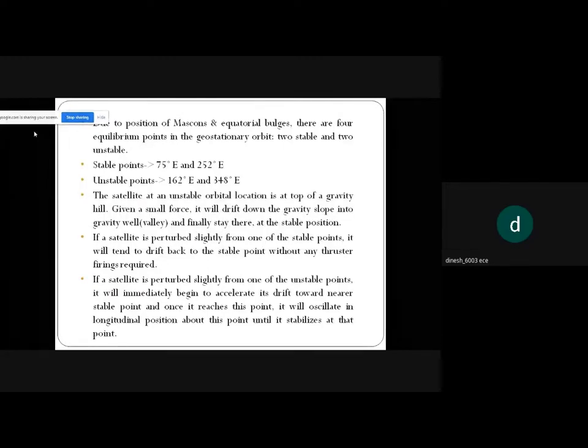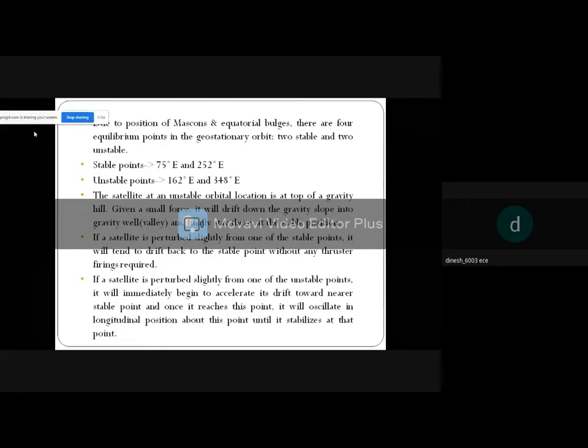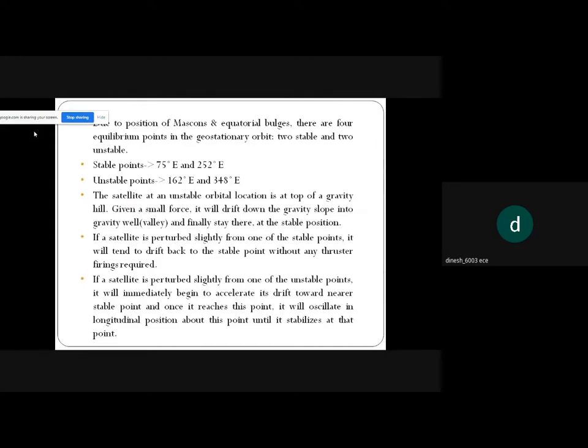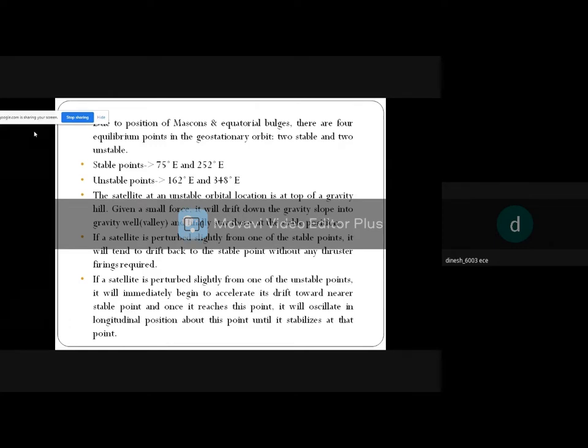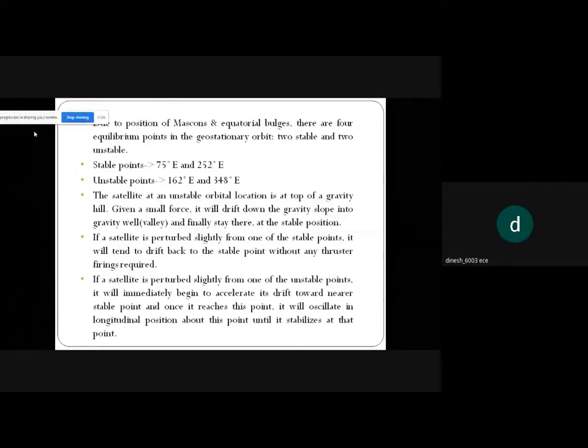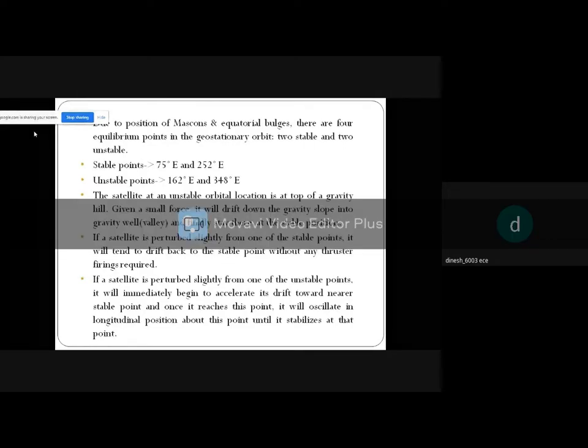And if a satellite is perturbed slightly from one of the unstable points, it will immediately begin to accelerate and move towards the nearest stable point. And once it reaches the stable point, it will oscillate in longitudinal position, and further it stabilizes at that point itself. Okay, so if there are satellites being placed near the unstable points, we can give some perturbed disturbances, which can be artificially created or can be given naturally due to the passing of celestial bodies. If that disturbance is given, it will accelerate and the geostationary satellite will move to a stable point.